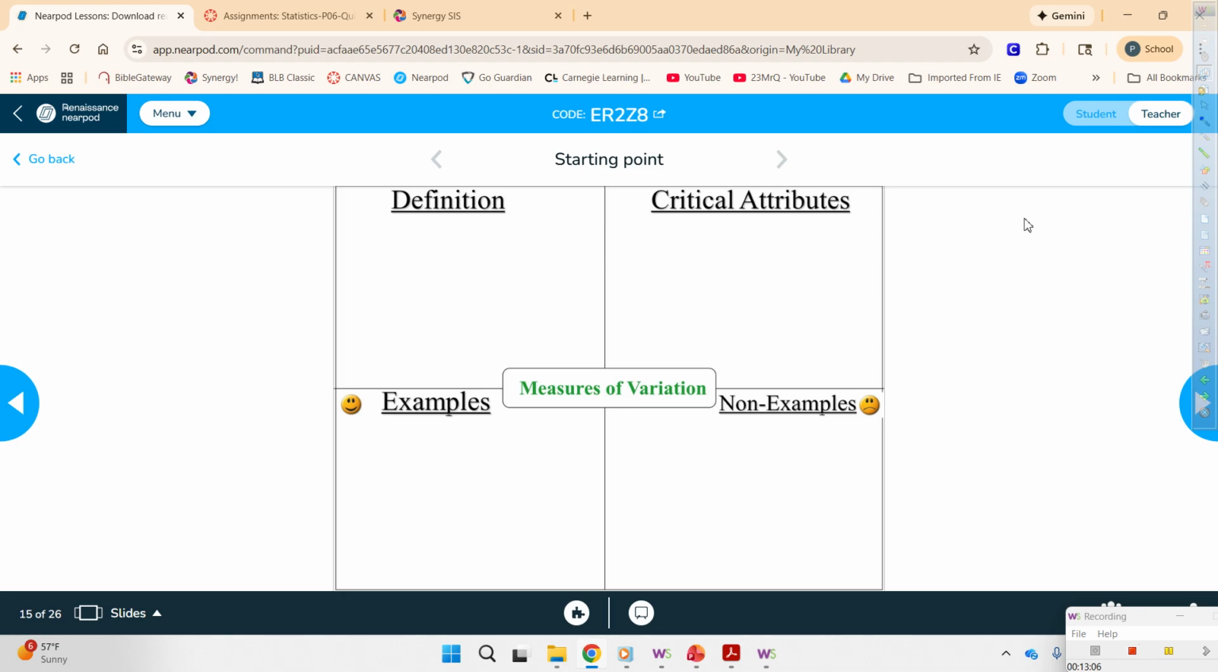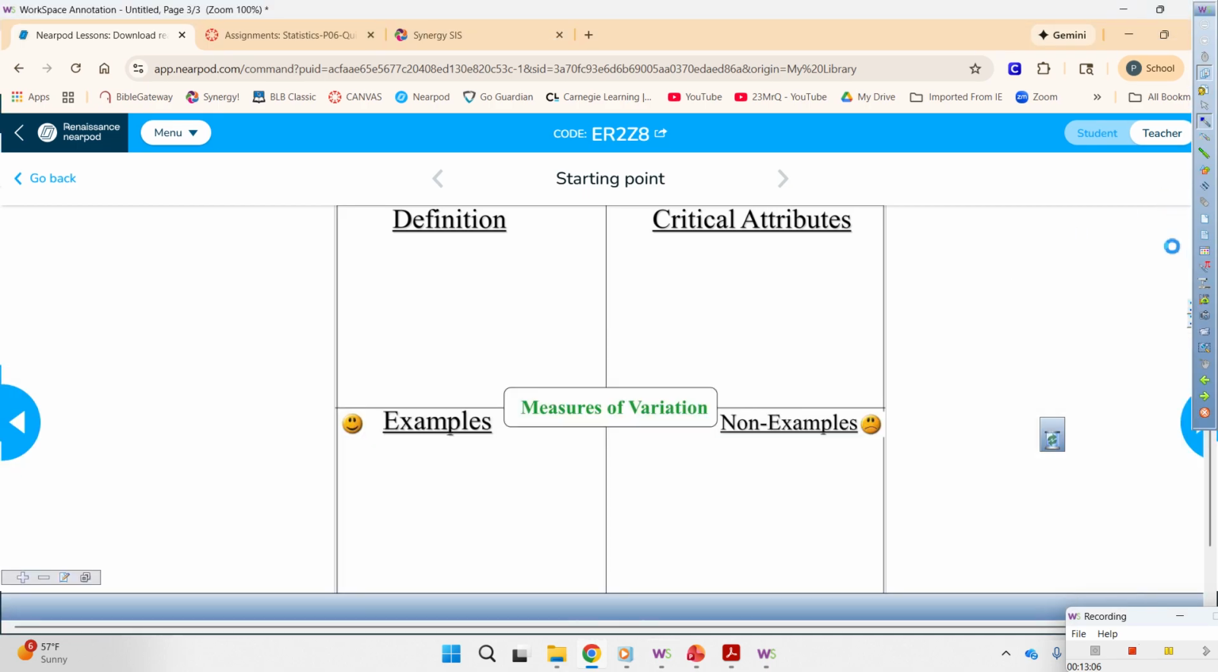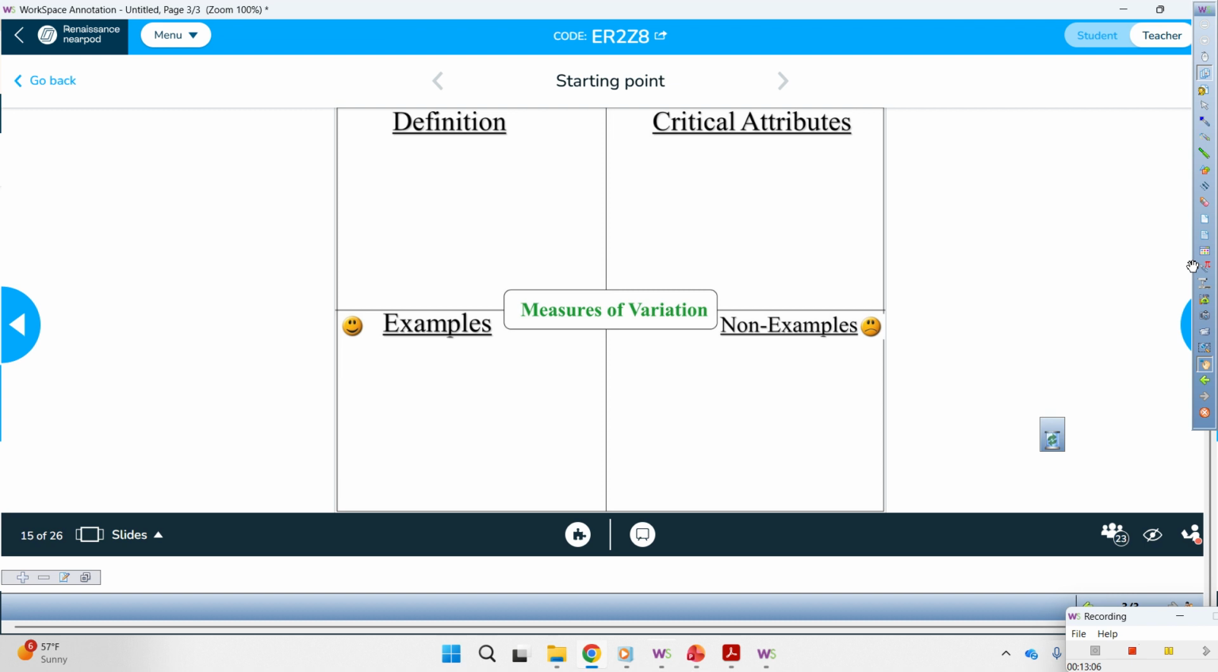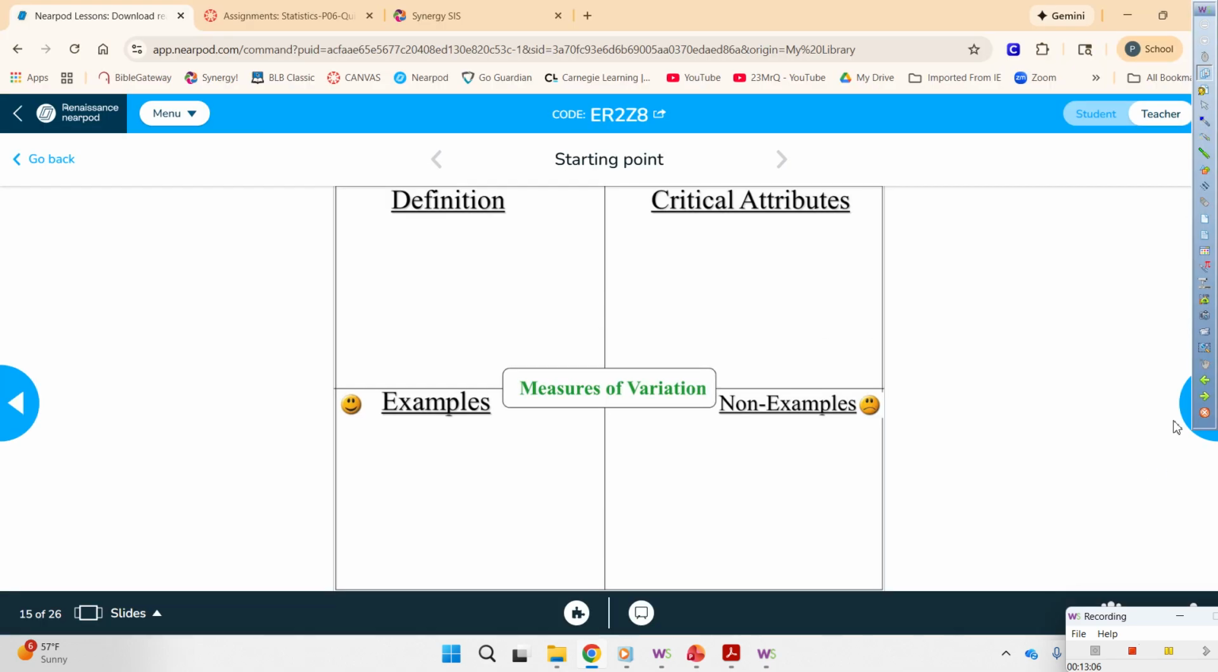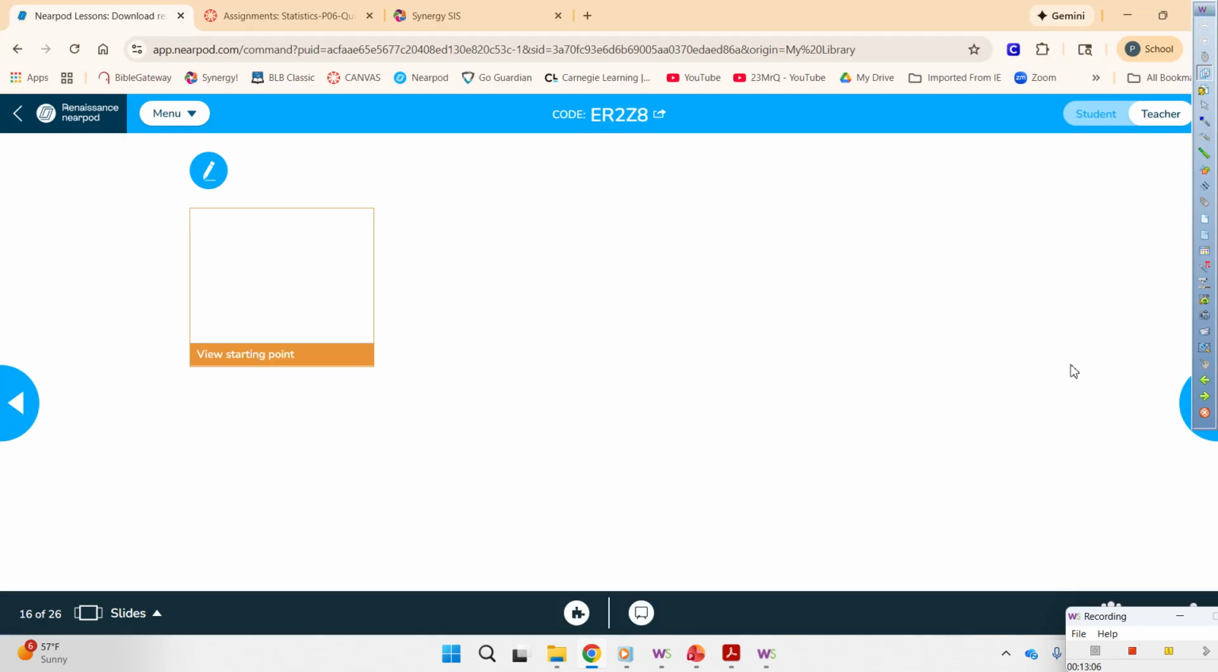All right. What are the measures of variation? Let's go with Aubrey. Aubrey, what are they? Range, variance, so far so good. Standard deviation, that is correct. Those are the 3. All right. Next.